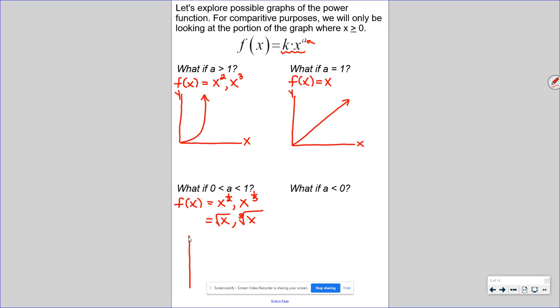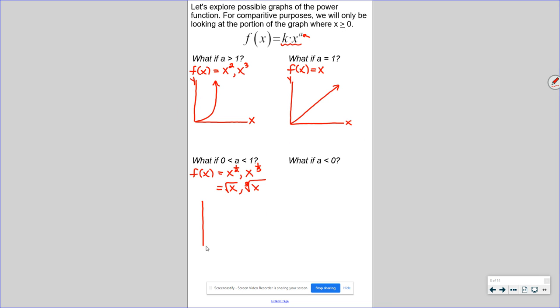So graphically, we can compare the two. We're just going to look at, again, the upper right-hand corner, quadrant 1. The square root of x starts at the origin and goes at an angle like this. The cube root of x actually looks similar, but it just continues in both directions, kind of like the cubic function.